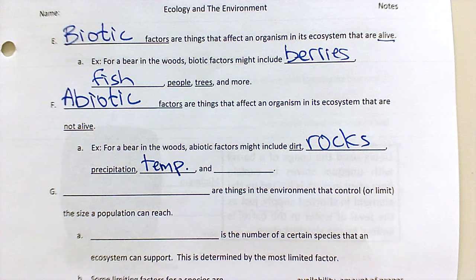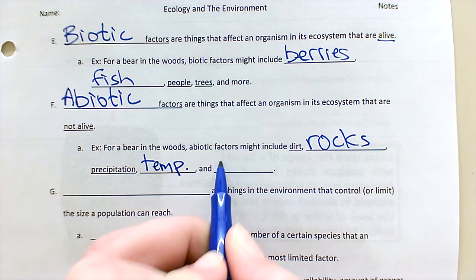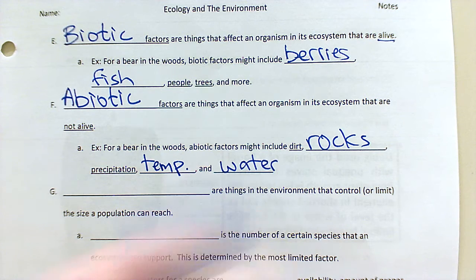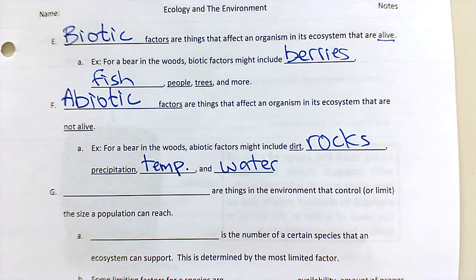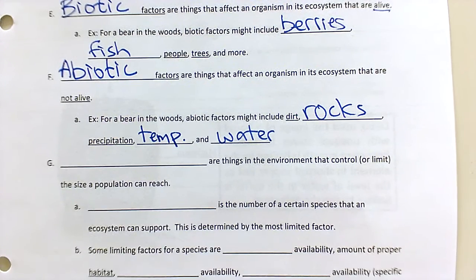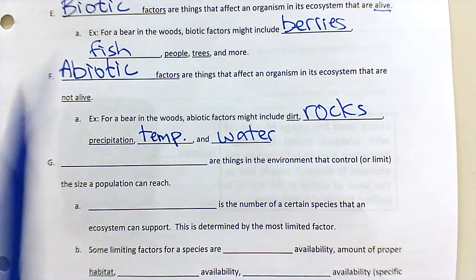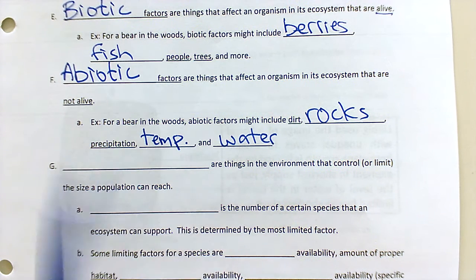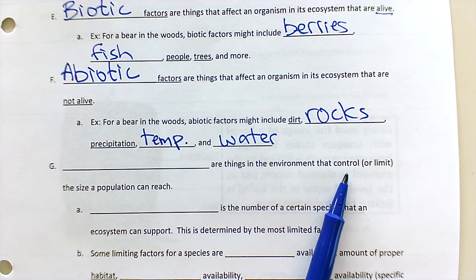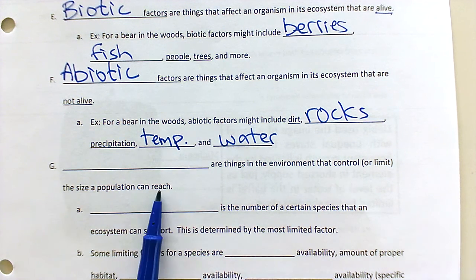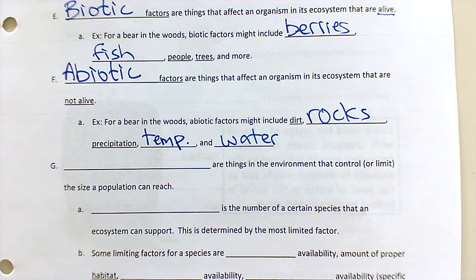What else did I have? Oh, one big one. Water. All living things need water, so water is going to be a pretty important one. All right. Next thing could be some of these, but anything in the ecosystem that can control the size of a population. So this is like, if this is not available, the population has to stay small. If this is more available, the population can get larger.